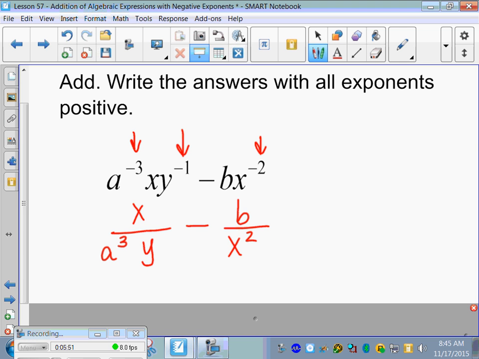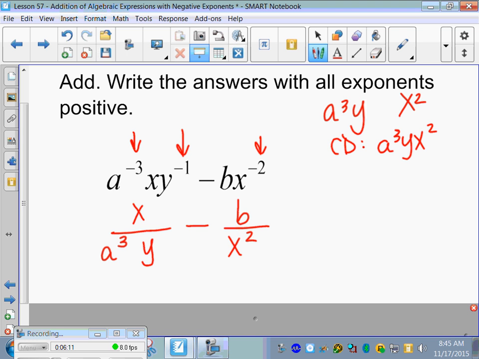So now I want to find my common denominator. My denominators are a cubed y and x squared. So what is my common denominator going to be this time? Monica? Common denominator, yep, it's going to be a cubed y x squared.